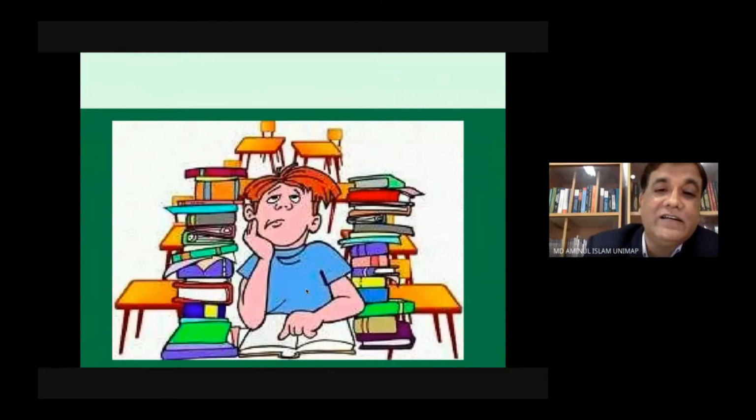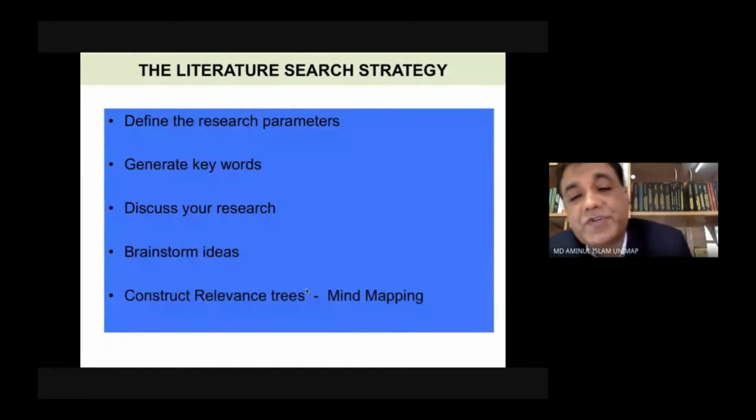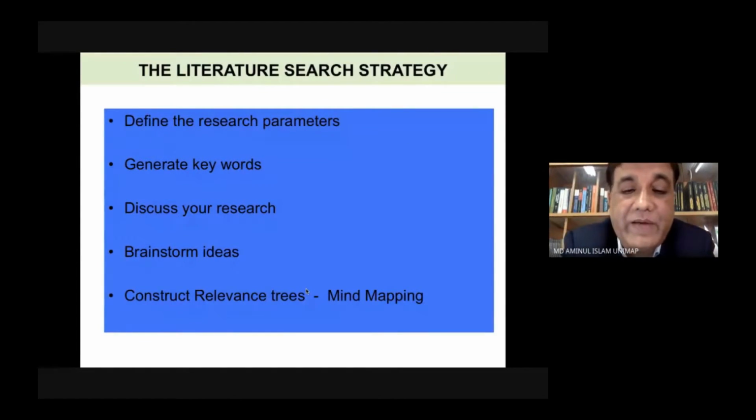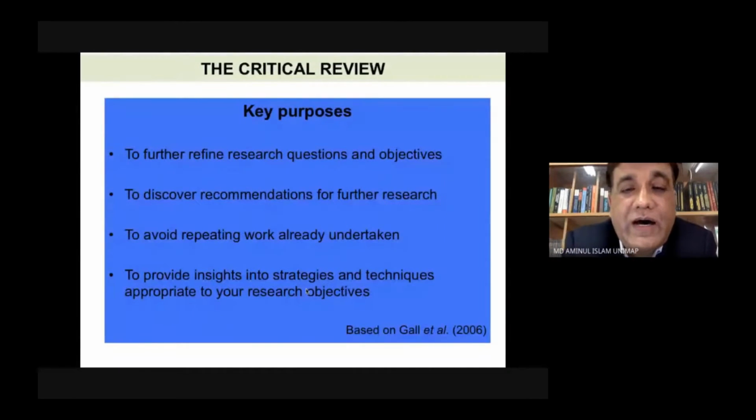You have to start thinking, you got to be inquisitive, and then brainstorm your ideas, and then do some kind of mind mapping. I'm going to show you a template that I have developed that helps you to do some kind of mind mapping for a systematic literature review. Other key purposes of literature review are also to further refine research question and objectives, discover recommendations for further research, avoid repeating work, and gain insight into strategies and techniques used for research. This is from Gall et al.